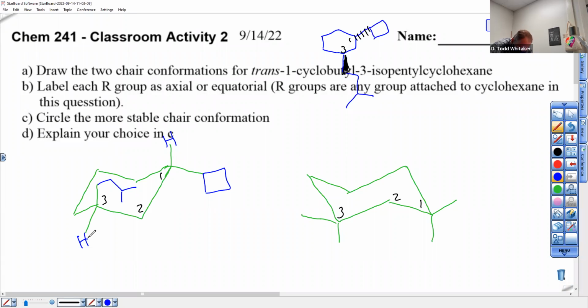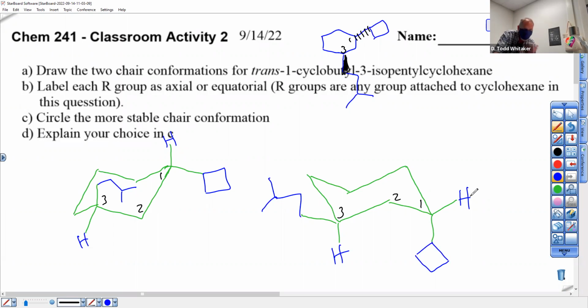Now, how come the cyclobutyl has to be here on this chair? Nah, don't go there. Down stays down. Down stays down. Up stays up. Up stays up. Down stays down. Then you worry about axial and equatorial. Sometimes equatorial's up, sometimes equatorial's down. Don't memorize based on that.